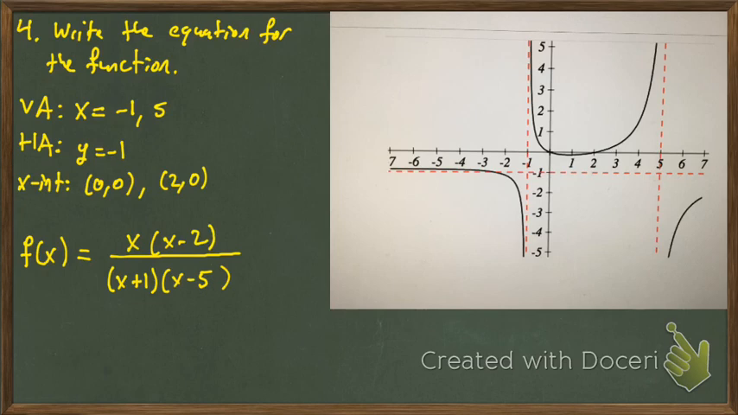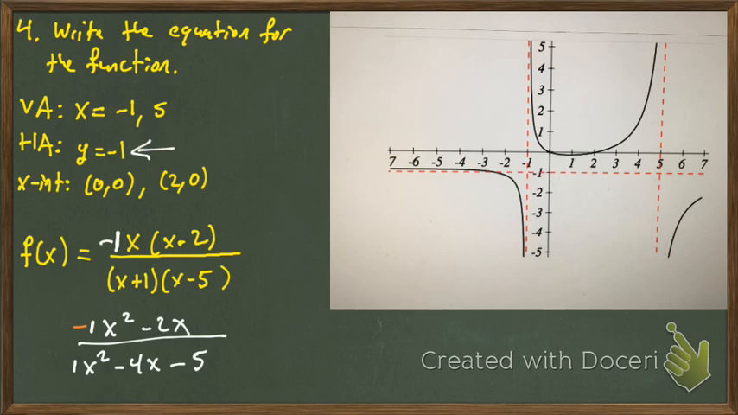Okay? Now the one thing that's going to be a little bit tricky here is you see my horizontal asymptote at -1. So if we imagine that we multiply this out, this would be x squared minus 2x over x squared minus 4x minus 5. Now, in order for this to have a horizontal asymptote of -1, the quotient of the leading coefficients must be -1. Right now, they are 1 over 1, which is positive 1. So all we need to do here is introduce a negative there. And there you have it. And then that would be your equation of that rational function there.